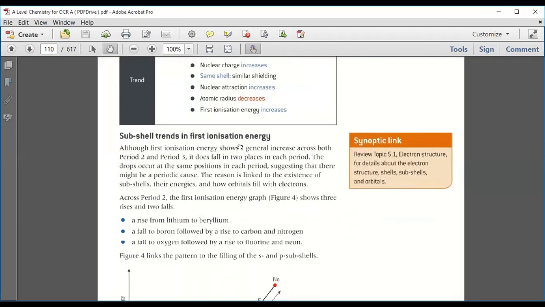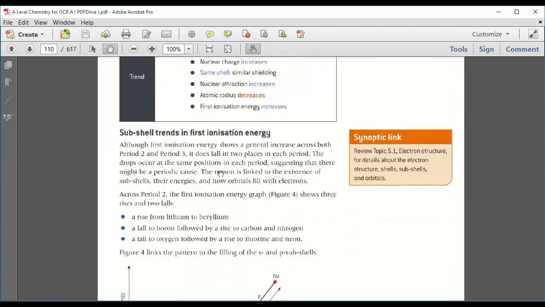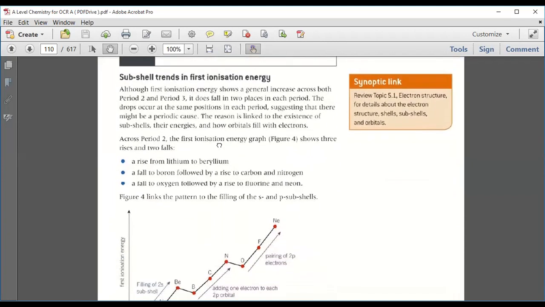Now, subshell trend in the first ionization energy. How is it related to the subshell? Although the first ionization energy shows a general increase across both period 2 and period 3, it does fall in two places in each period. The drop occurs at the same position in each period.